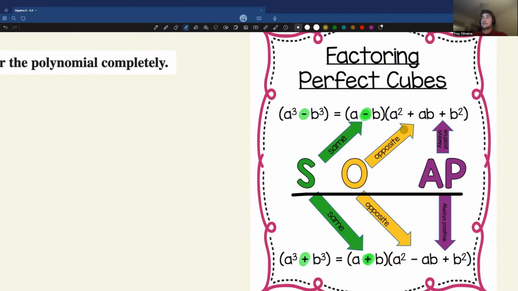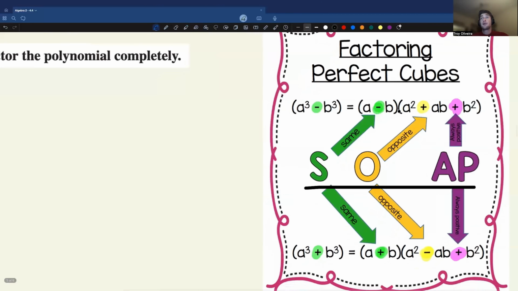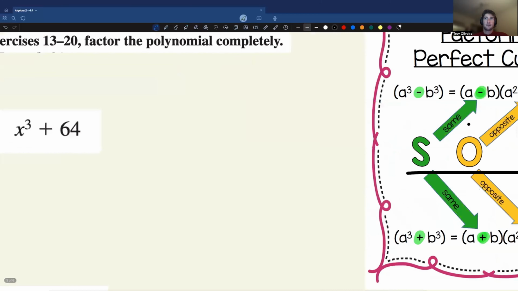Now for opposite, it means change that sign. So the minus creates a plus and the plus creates a minus. These need to be opposites. And then purple is saying always positive, right? So no matter what, this third one is going to be a plus. But notice the difference in the pattern between difference of cubes versus sum of cubes. Okay, so let's practice this and just kind of practice putting it into this form here.